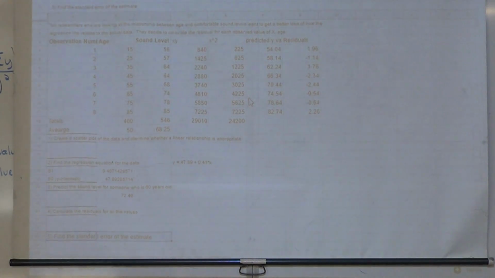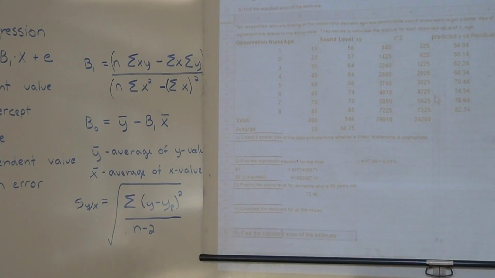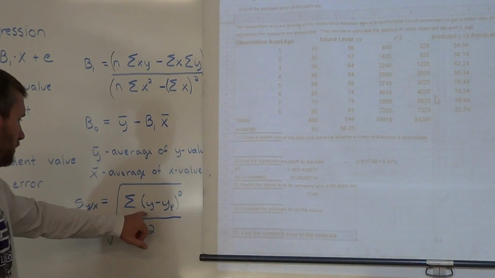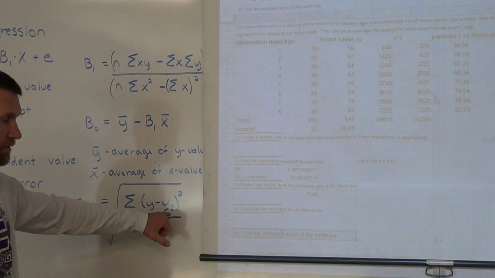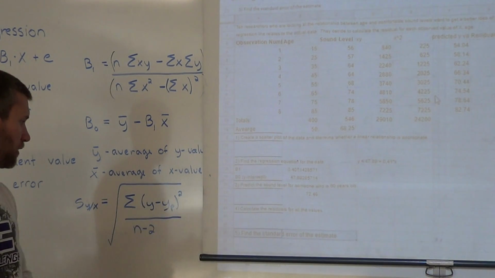Morning guys, we're going to go over just standard error today, so it should go pretty quickly. So standard error, first of all, we're using our equation right there. When we look at it, we're finding the sum of our y minus our y predicted values squared. Okay, we're going to find the sum of all of those.